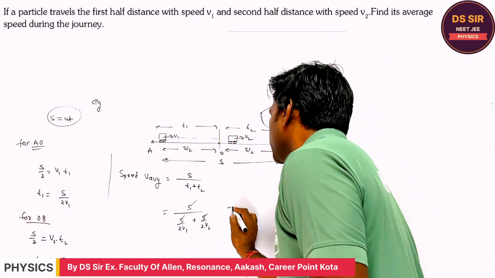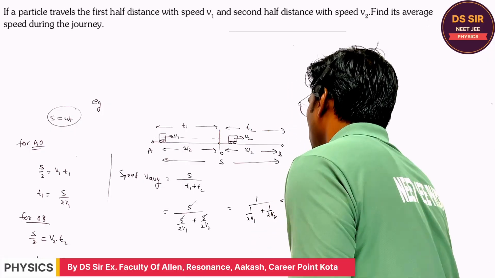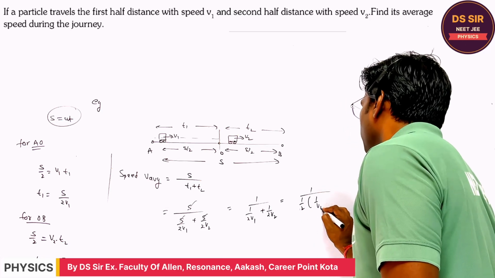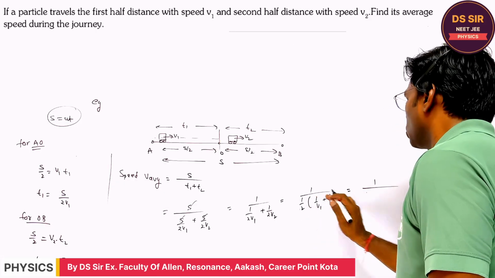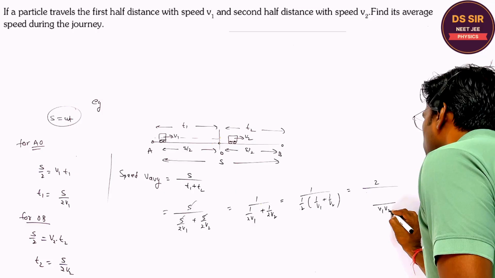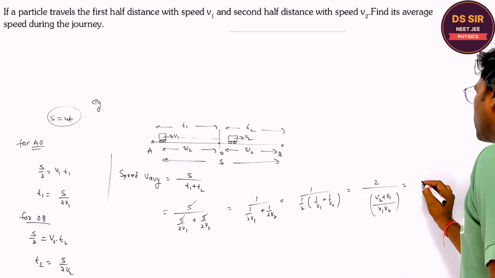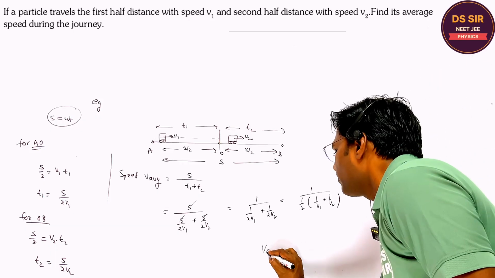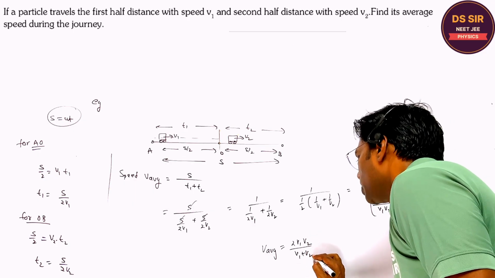So it is cancelled, 2v1 plus 2v2. If you simplify, if you take the 2 common, 1 upon v1 plus 1 upon v2, right? This 2 goes in the numerator. And what about this? v1 v2 is the LCM, v2 plus v1, right? And it goes 2v1v2 upon v1 plus v2. So the average speed is what? 2v1v2 upon v1 plus v2.